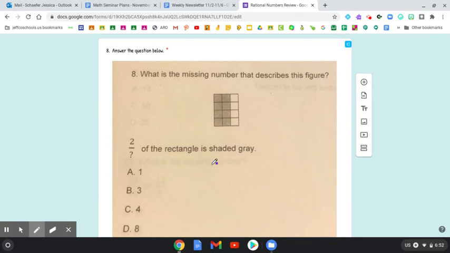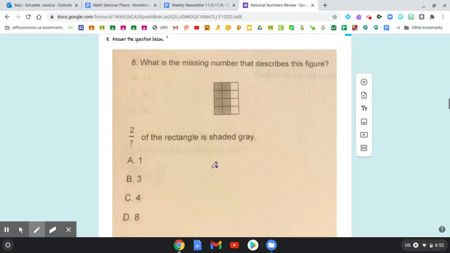Number 8. What is the missing number that describes this figure? This time I have 2 written on the top. I'm looking for what's going to go down here. So that was my fraction part that I was given. But I have more than 2 shaded pieces. So that means this was probably something that was simplified. So I'm going to think about what the original fraction would be and then simplify it and see what will go with the 2.